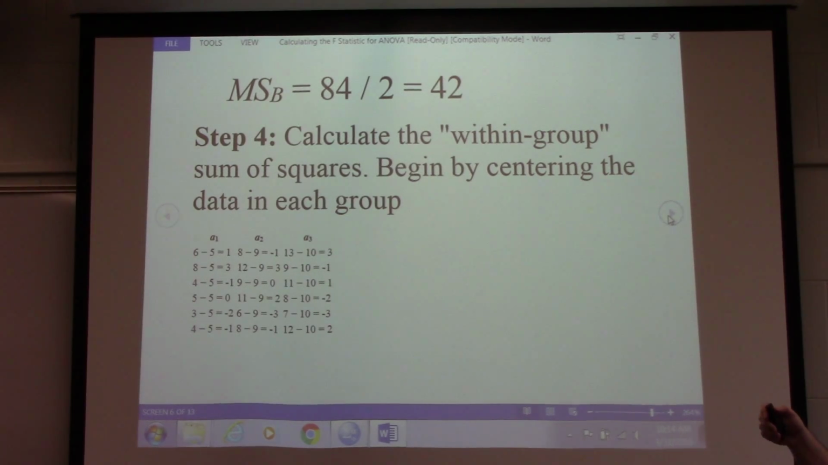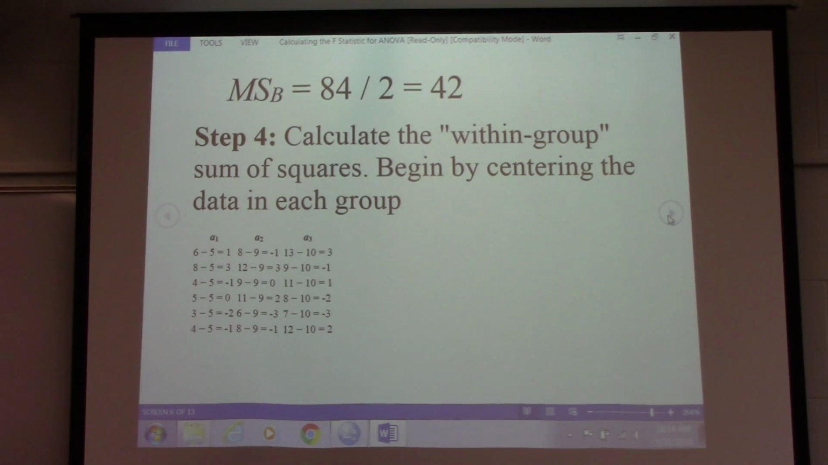So what we do with that number is we take our sum of squares between and divide it by our degrees of freedom of 2, and our value comes up to 42 for the mean square between.